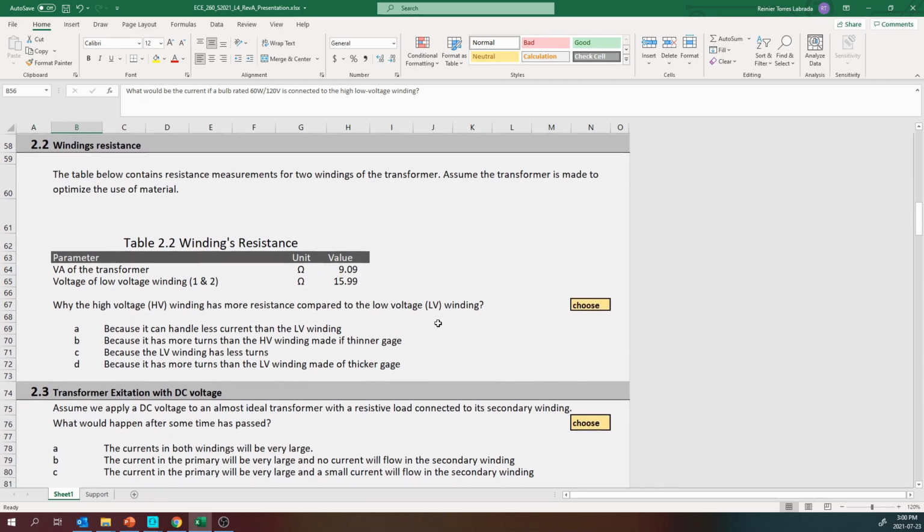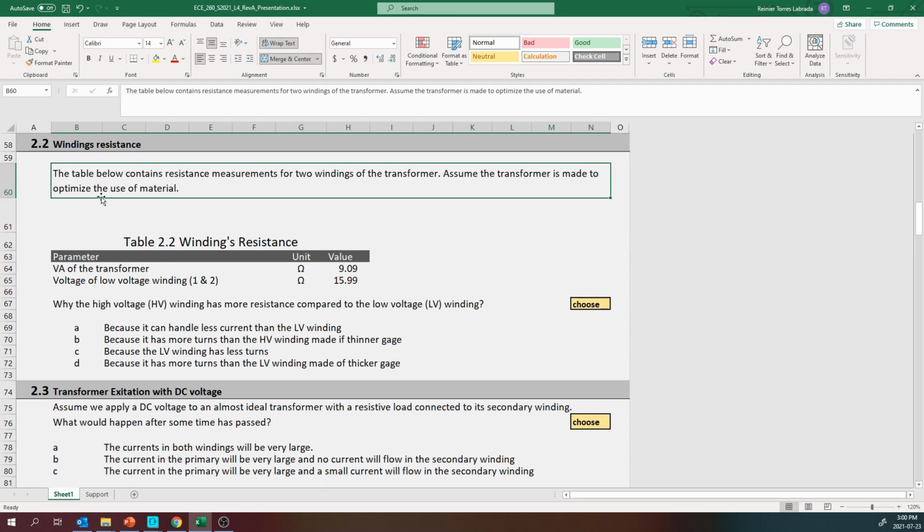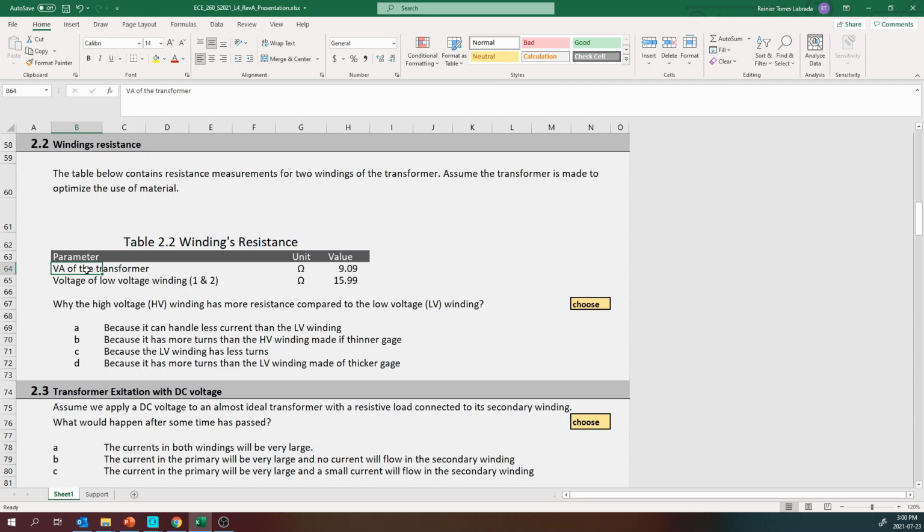So then we have a question related to the winding resistance. So basically we're giving you here, this is a mistake, this is a typo, I'm going to send a note clarifying this, but basically what we have here is a high voltage winding and the low voltage winding, and we're giving you the ohms, the resistance in ohms of those windings, and you have to answer these questions. So this is high V winding.